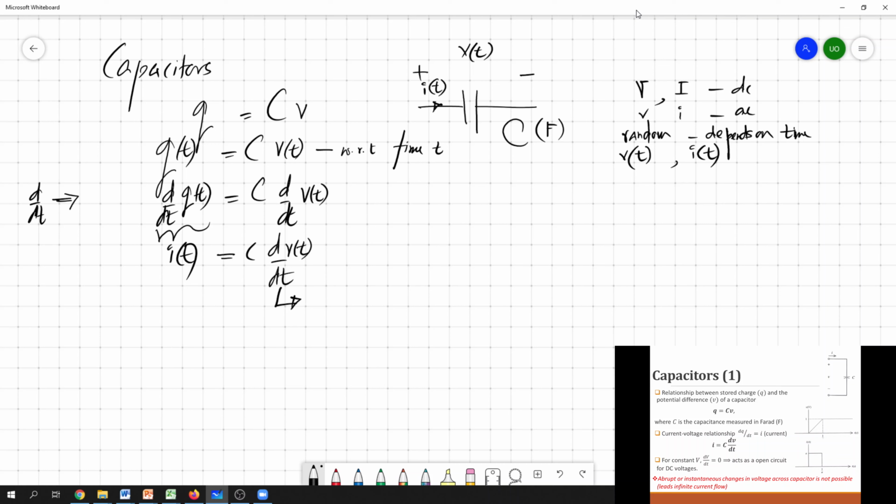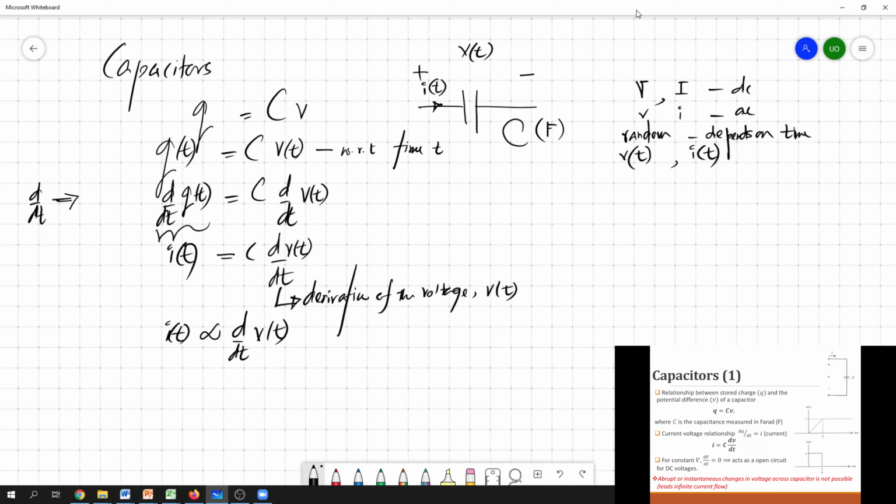So this is actually the derivative of the voltage V(t). So it's not proportional to the voltage. The induced current is basically proportional to the derivative of the voltage. So this I(t), which is the induced current across this capacitor, is proportional to the derivative of the voltage, not the voltage.